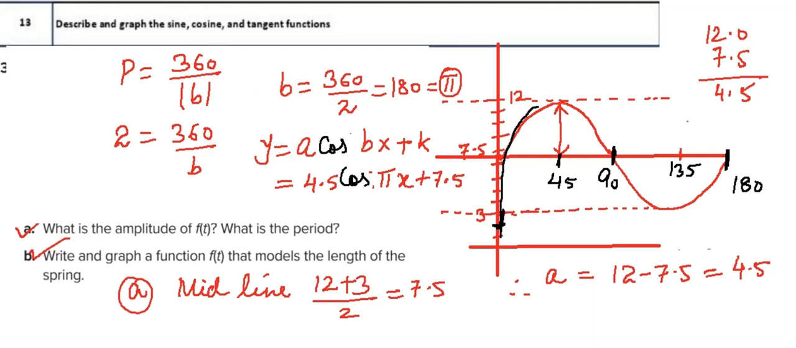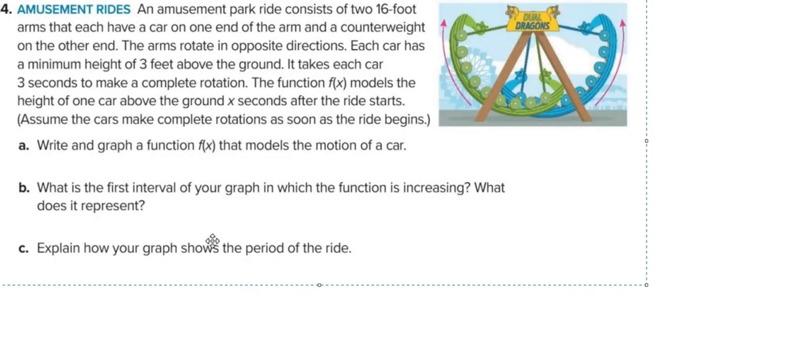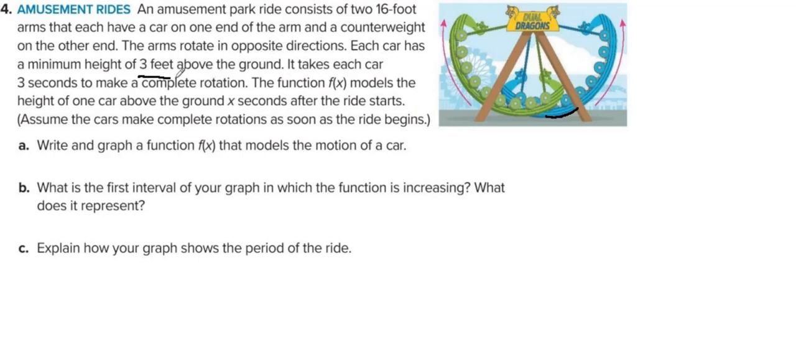Look at the next question now. Let me delete this. So this is cosine. Let me take the other value. Next question, question 34. An amusement park ride consists of two 16 feet arms, one green and one blue. The arms rotate in opposite directions. The car is 3 feet above the ground. Suppose the ground is here, so this distance is 3 feet from here to here.